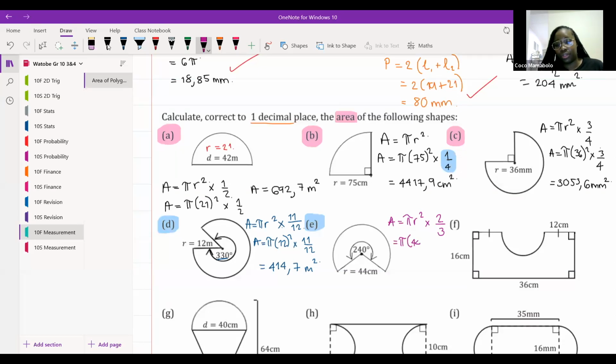And for the next question, for question E, I should have pi times 44 squared times 2/3. Oh, excellent. Did you figure it out, Farine? Just give me a yes, ma'am, if you can see the screen in the chat. Okay. And for this question over here, we should get 4,054.8 centimeters squared.